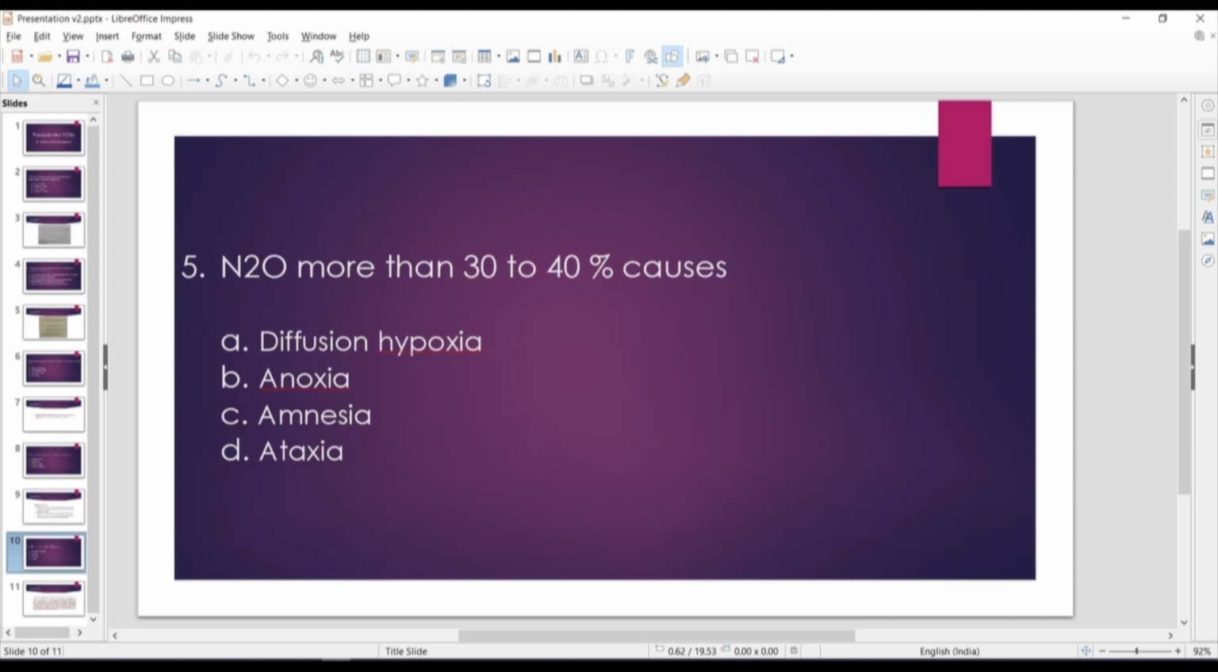So this has to be noted. In the given options, diffusion hypoxia, anoxia, amnesia, ataxia, amnesia is the most appropriate because at 30 to 40%, nitrous oxide causes amnesia. At 45 to 65%, it causes total anesthesia, analgesia, and marked amnesia. Some points to be noted: at more than 60%, it causes disordered coordination, giddiness, ataxia, and increased sleepiness.